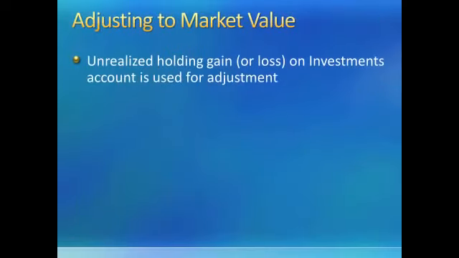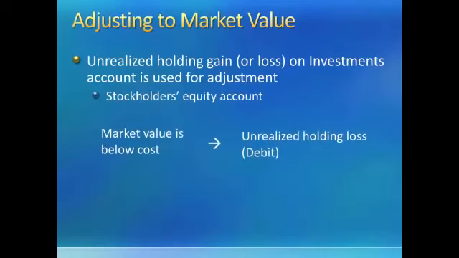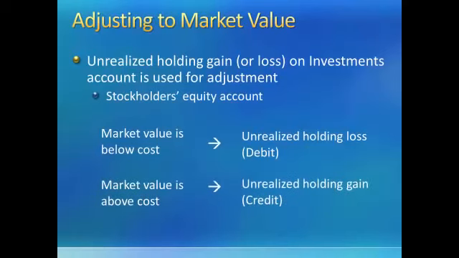The unrealized holding gain or loss on the investment account is used for the adjustment. This is a stockholder's equity account. This is an unrealized gain and does not flow through the income statement on most investments in marketable securities. If the market value is below cost, we will use the unrealized holding loss and we will debit the account. If the market value is above cost, we have an unrealized holding gain, so we would be crediting the unrealized holding gain or loss account.